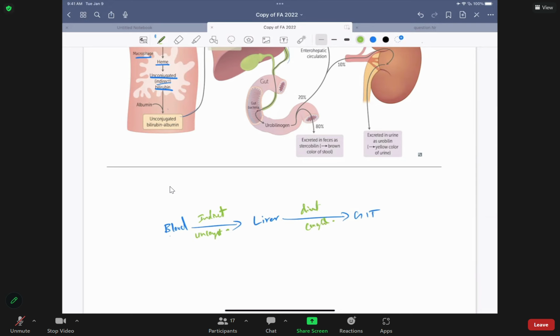Now, if I tell you I break down red blood cells in the blood and I release a lot of bilirubin, what type of bilirubin would that be? Unconjugated or indirect, because it's before the liver. Does that make sense, folks? Any disease that brings bilirubin in the blood, it should be unconjugated. Any disease that brings the bilirubin after the liver, it should be conjugated. Does that make sense, folks?